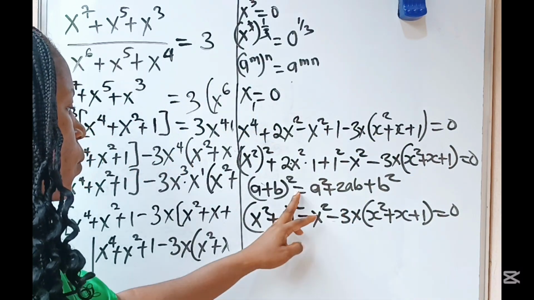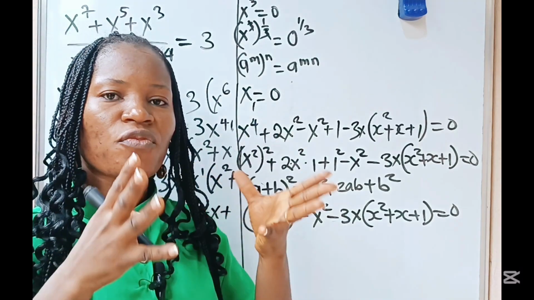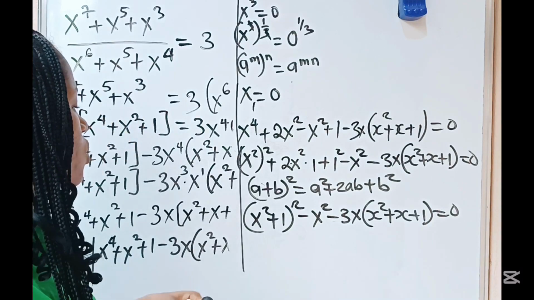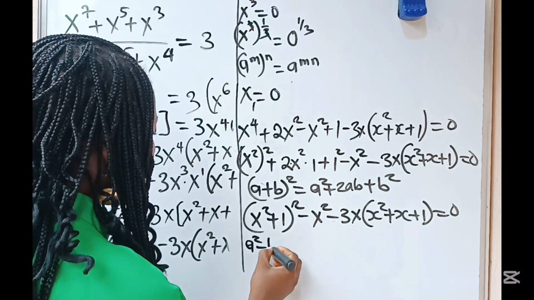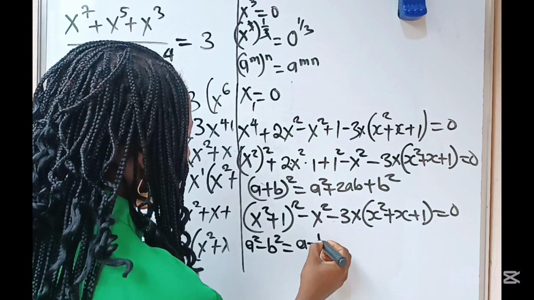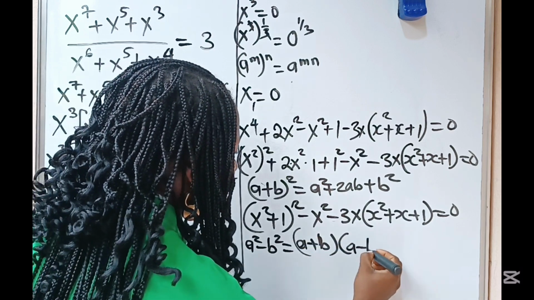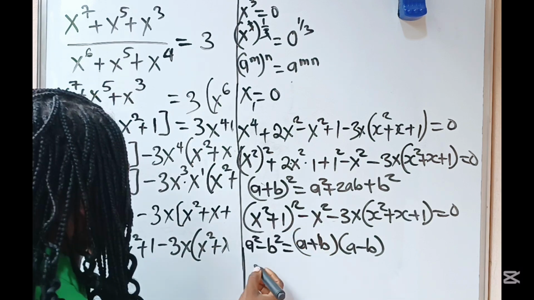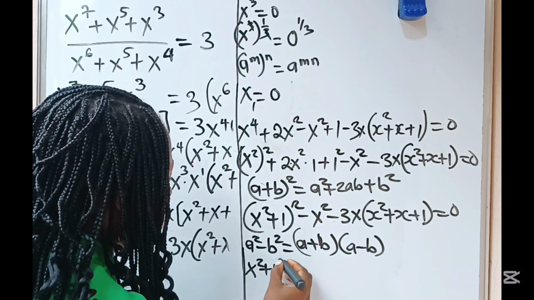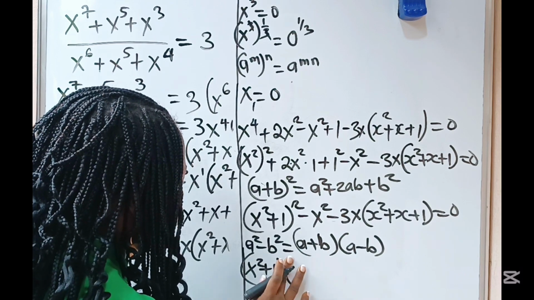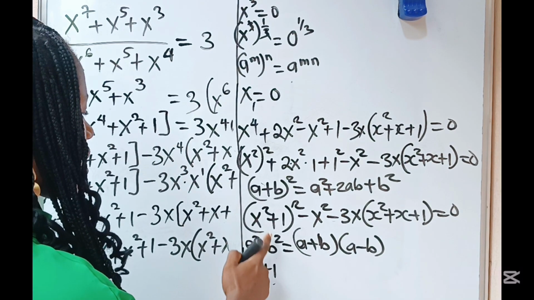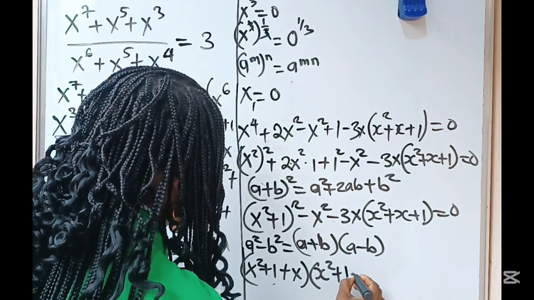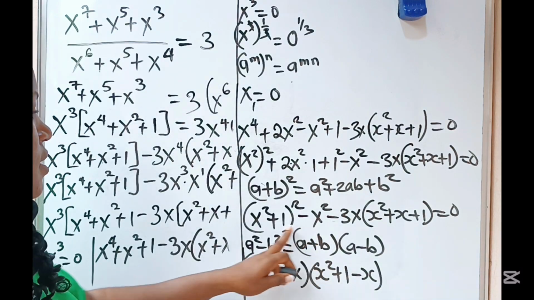Now when you have a squared minus b squared, we have the difference of two squares. The difference of two squares states that a squared minus b squared is equal to a plus b multiplied by a minus b. Therefore, we can now rewrite this as x squared plus 1 plus x, into x squared plus 1 minus x. That is it for the whole of this.